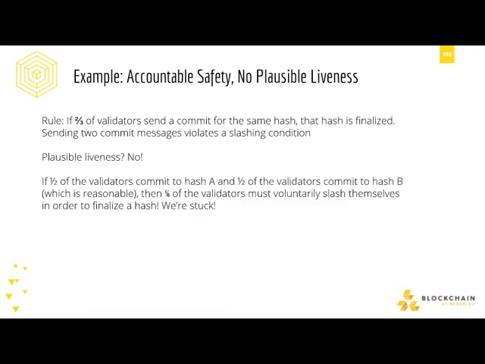If half of the validators accept hash A and half accept hash B, it means that 1/6 of one side is going to have to slash itself in order to have approximately 2/3. And this is really bad because it isn't within any of their incentives to commit suicide. So it means that you can't halt this process.